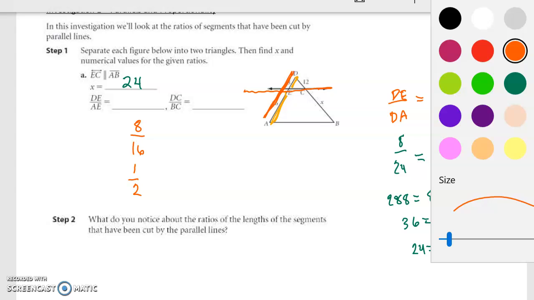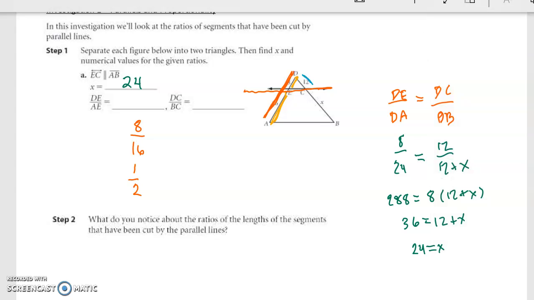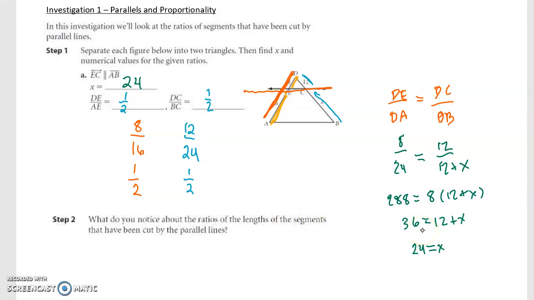And then do the same thing on this side. DC is 12, and BC, which is X, which we just found, is 24. And that also simplifies to 1/2. And so what that means is those segments are also proportional. So it's not just the full side length of the triangle, but the actual segments cut by the parallel lines. Okay? So step 2, what do you notice about the ratios of the lengths of the segments that have been cut by the parallel lines? They are proportional.